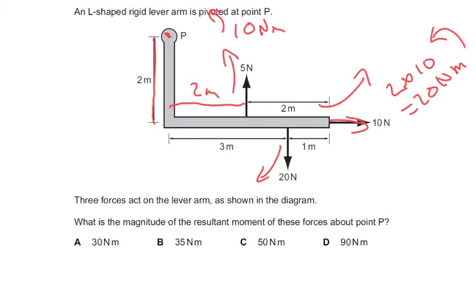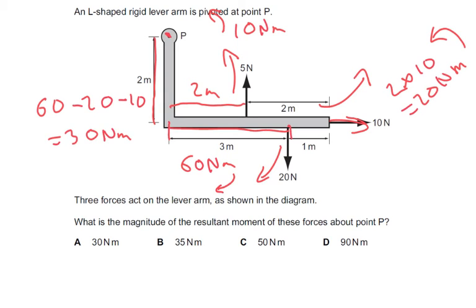And finally, we've got 3 times 20, so we've got this distance here. 3 times 20 is 60 Newton meters, and that's going around clockwise. So going around clockwise, we've got 60 Newton meters. Then minus 20 minus 10, because the 10 and the 20 are both acting counterclockwise. That leaves us with 30 Newton meters, which is answer A.